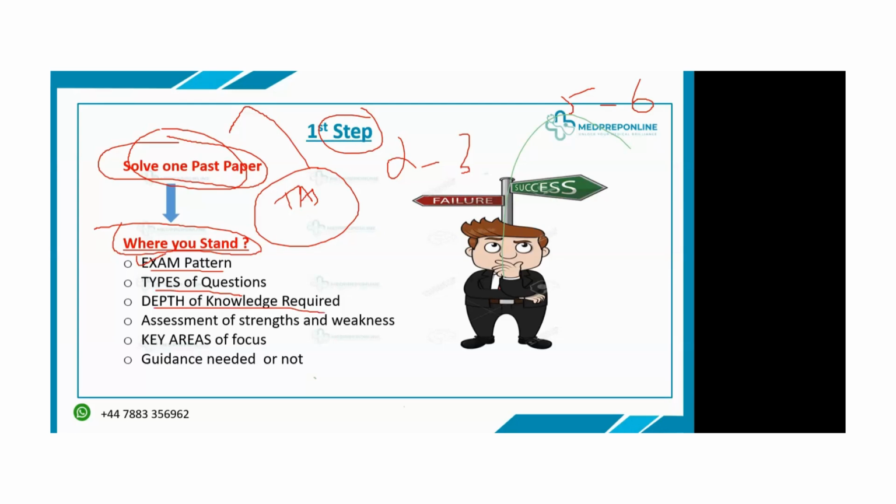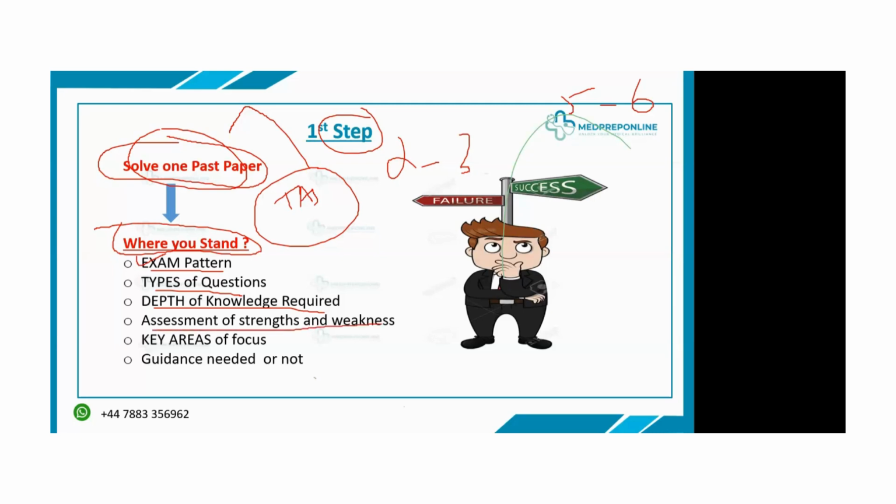Then the depth of knowledge required. Some topics you need to keep in your brain all the time. You have to memorize them and have a very good grip on them. But there will be some areas where you don't need that much depth. You only need to be superficial, have the concept, and you can just bypass them. But some topics need very deep concepts and clarity. So it will give you an idea about that.